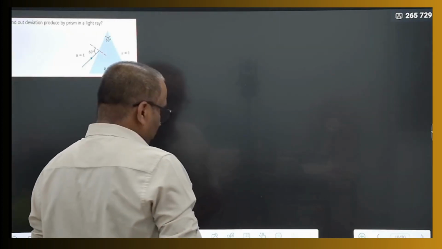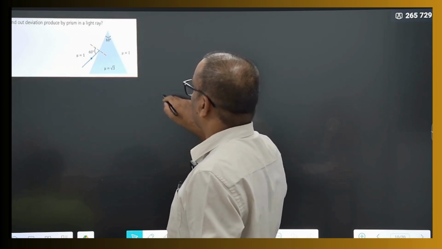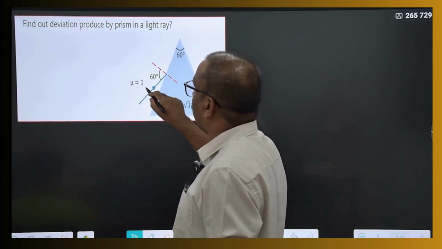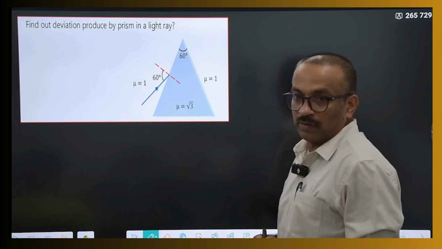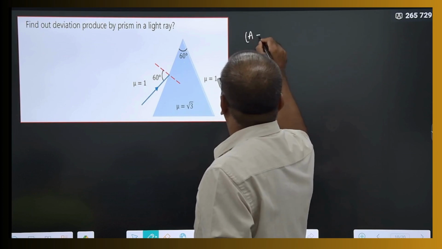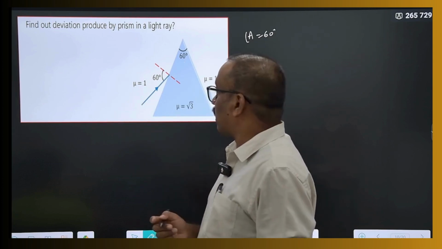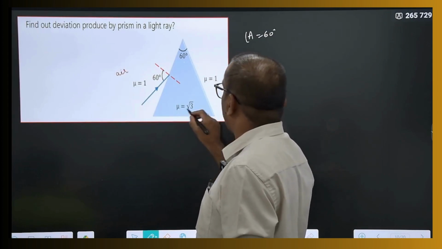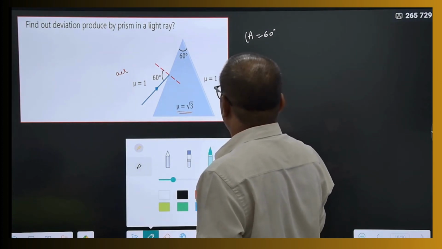Now we will discuss some problems. Let us see one problem related to this. If it is not visible, just try to concentrate on my words. Find out the deviation produced by the prism. Here the angle of prism is given as 60 degrees. Mu 1 is 1, so this is kept in air or vacuum, and the refractive index is also given. We have to calculate the angle of deviation. What should you get for the angle of deviation?